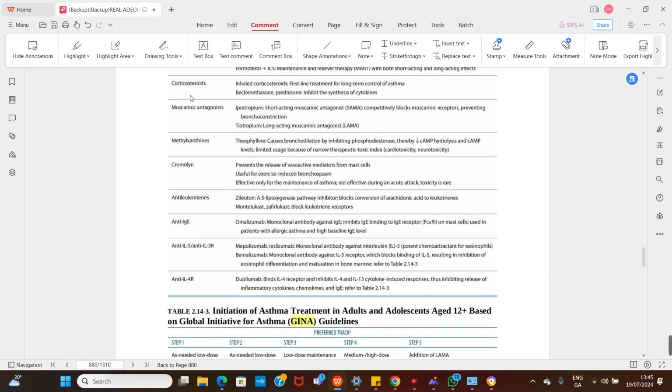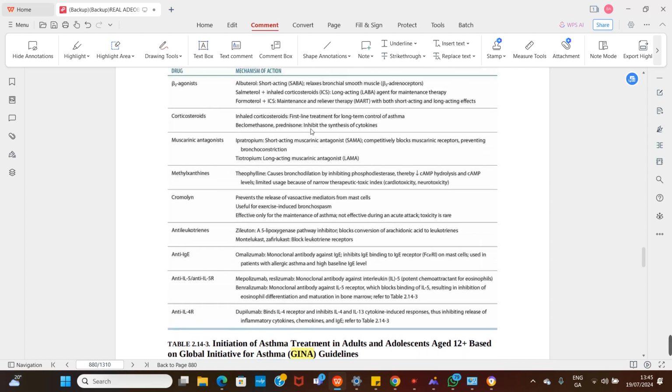So what are the corticosteroids? You are just giving the corticosteroids to inhibit the synthesis of the... Don't forget the nuclear factor kB that corticosteroids will inhibit, and they cannot produce cytokines again. The inflammation will drop. You can give them inhaled corticosteroids, add it to the LABA or your SABA, as the maintenance therapy. So it is very good for long-time control of asthma.